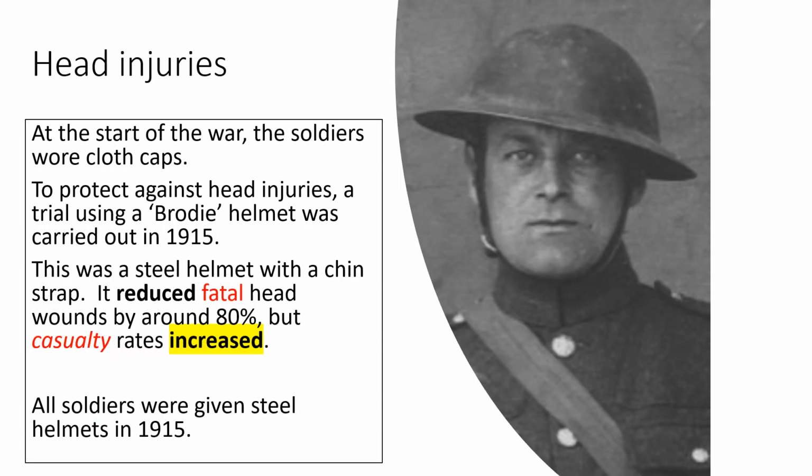Head injuries were also a big problem. At the start of the war, the soldiers had no real head protection, just cloth caps. And so in 1915, the army started Brodie helmet trials. It's a steel helmet, it has a strap under the chin, and it reduced fatal head wounds by about 80%. But interestingly, the numbers of men who survived a head injury increased, and that's probably because where they were maybe hit on the head with some shrapnel or something, they got injured, but the helmet saved their life. And so by 1915, all soldiers had steel helmets.